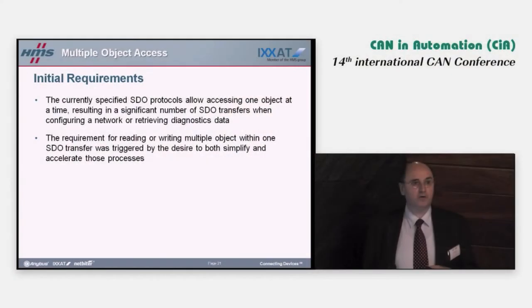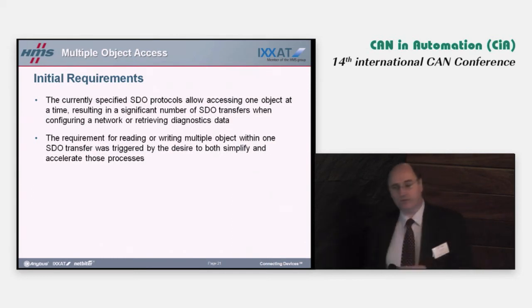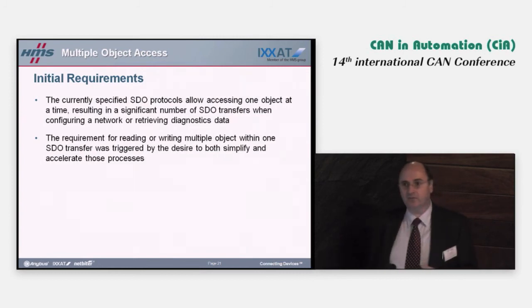So the final issue that I'd like to address before I conclude is multiple object access. I mentioned it in the introduction, when we put out the requirements. SDOs currently address single objects. So for each single object, you have to set up the transfer, get the response, and do the next object. So it's a lot of effort, a lot of bus traffic. The idea was to allow addressing multiple objects within one transfer. You would use that for downloading configuration data or, for example, retrieving diagnostics information. Both would be simplified.